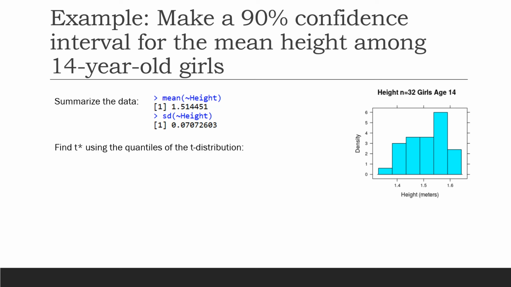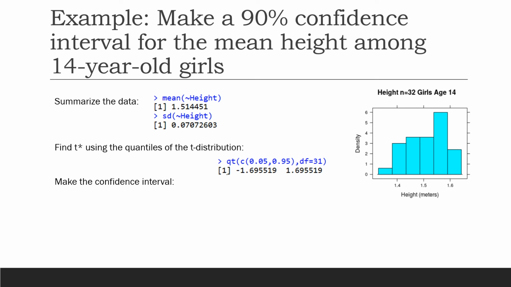Now we're going to find the t star values that are going to cut off the middle 90% of the t distribution. So I'm going to use the qt function to find the quantile, q for quantile, t for t distribution. And then to cut off the middle 90%, I need the 5% quantile and the 95% quantile. So there'll be 90% in between there. And for a t, I need to specify the degrees of freedom. The degrees of freedom, remember, are n minus 1, so that's why I have 31 degrees of freedom. And we can see the t star value here is 1.6955.